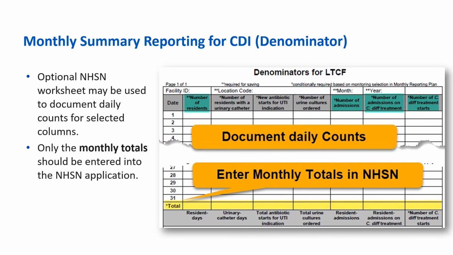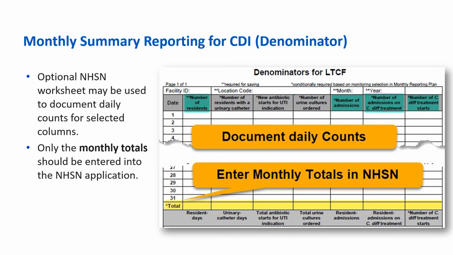Here is an example of the monthly summary reporting form. This form is optional, but is available for use to document daily counts during the calendar month. At the end of the month, the daily counts are added and only the total or aggregate counts are entered into the NHSN application. Keep in mind, the required columns on this form will vary depending on which modules and events a facility is participating in. For example, the first column represents the number of residents, which is required for all modules and events.